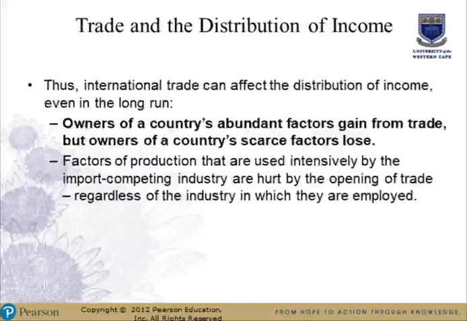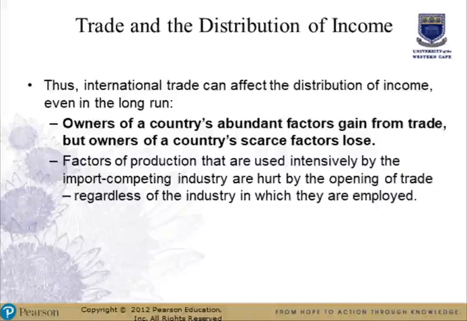In terms of trade, owners of the abundant factor in the country gain while owners of the scarce factor are made worse off. Since the abundant factor is in the exporting sector and the scarce factor is in the importing sector, trade benefits the export industry whilst hurting the import sector. This outcome is the same as what we concluded in the specific factor model.